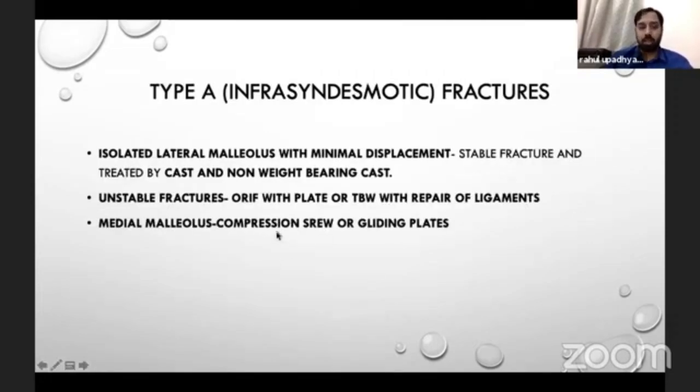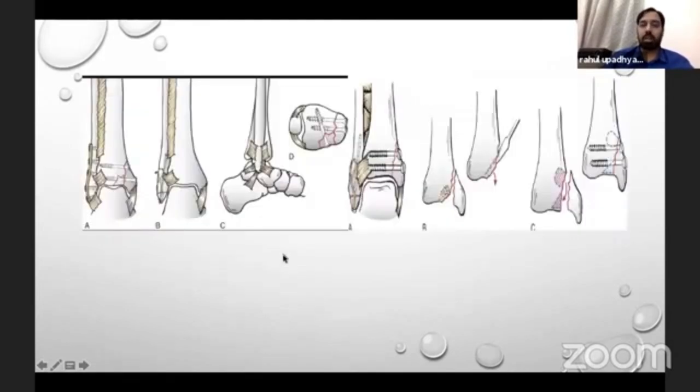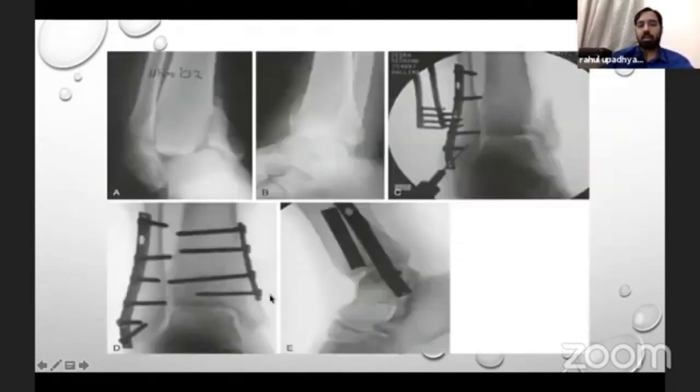So for a type A kind of fracture, a stable fracture, you can manage by cast. A non-stable fracture, you have to plate. Just an example, it was an unstable fracture where we had done a fibula plating with compression screws on the medial malleolus. An example of the same.